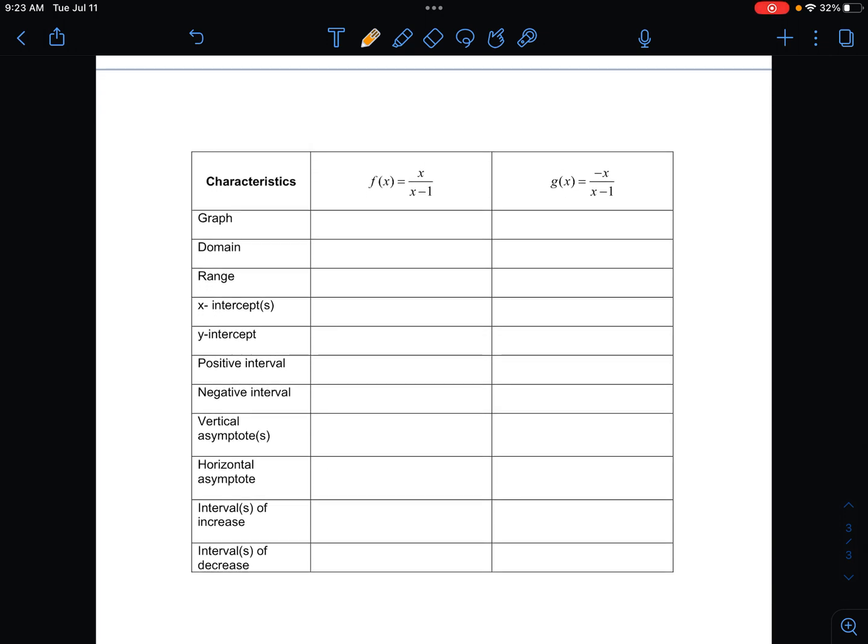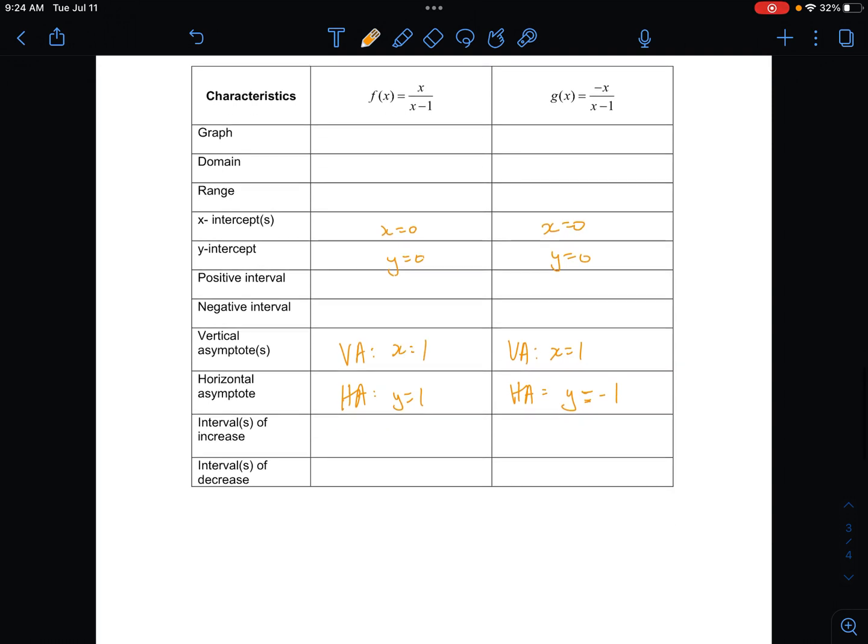And very similar with what you're doing on these pieces here. Vertical asymptote is going to be x is equal to positive 1, and my horizontal asymptote is going to be y is equal to negative 1. So again, that helps you figure out your domain and range. This x-intercept is 0, my y-intercept is 0. And my horizontal asymptote here is positive 1. My vertical asymptote is still positive 1 as well.